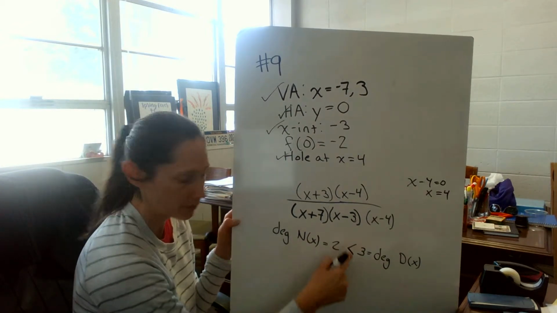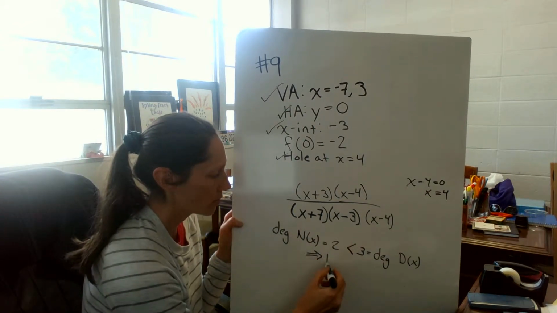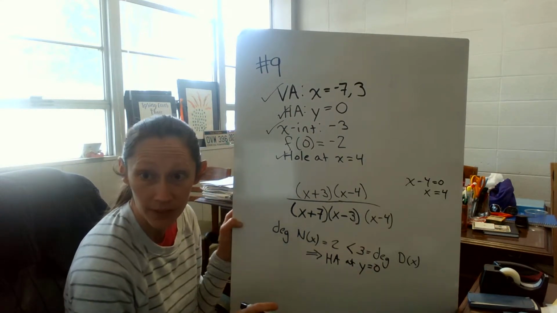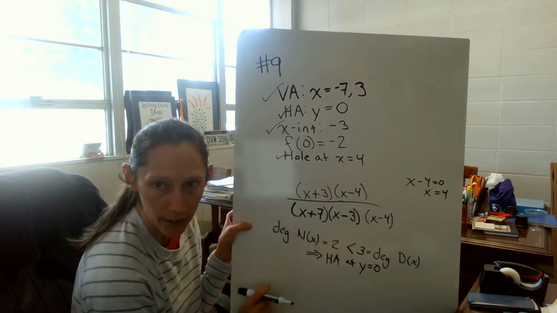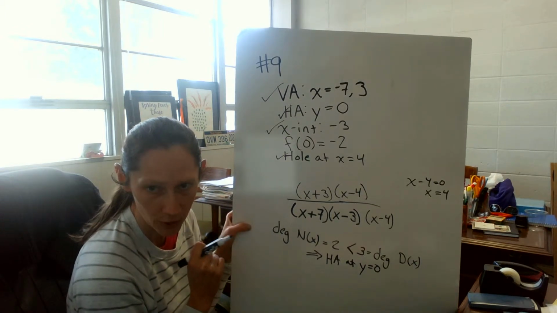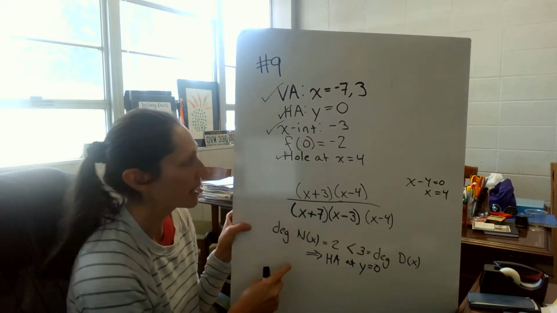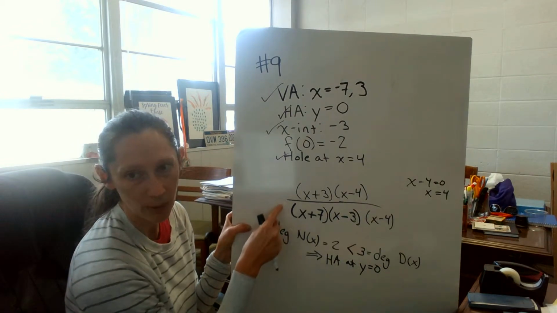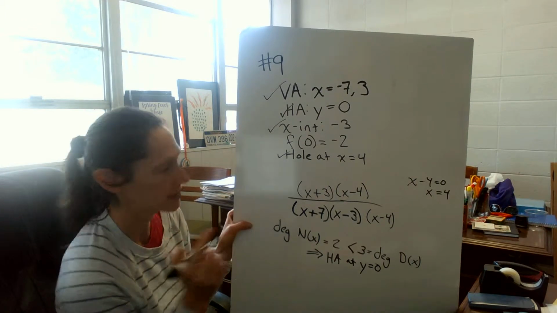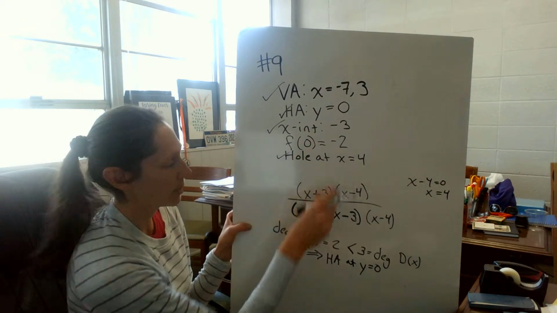Anytime this is one of our cases, this means you have a horizontal asymptote at y equals 0. Done. If the inequality were the other way, there'd be no horizontal asymptote if the numerator is bigger. And if they're the same, that's when you have to look at leading coefficients. Leading coefficients, I don't have any of those yet. I have to use this piece of information.